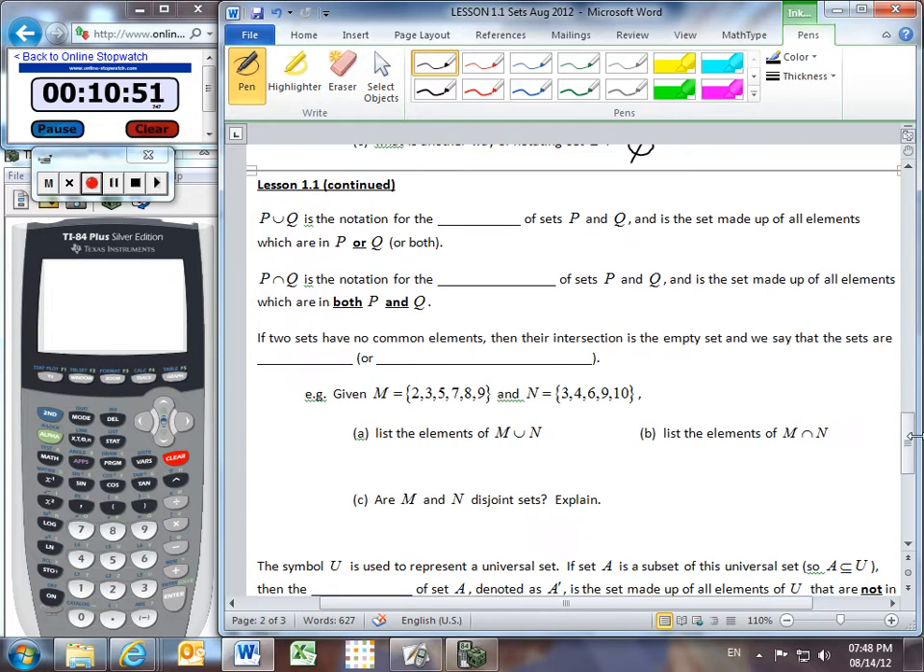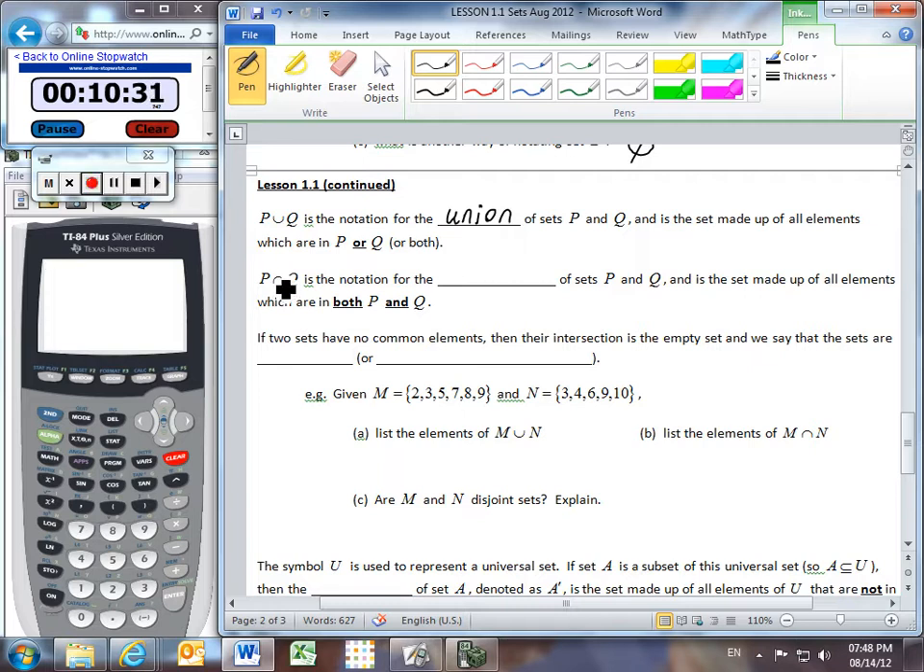Alright, P ∪ Q, with this symbol which looks a lot like a U, is the notation for the union of sets P and Q, and is the set made up of all elements which are in P, or are in Q, or are in both.